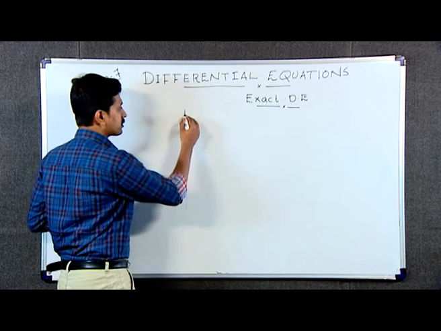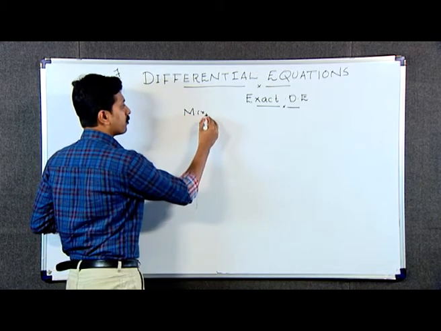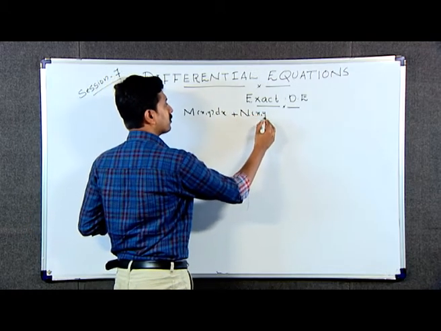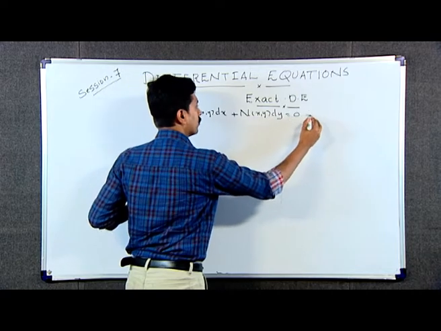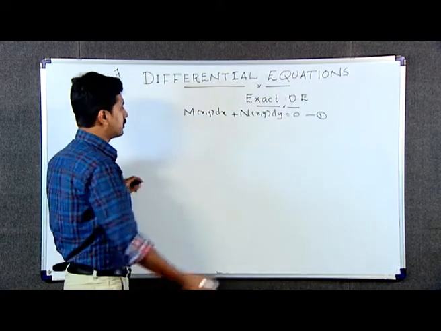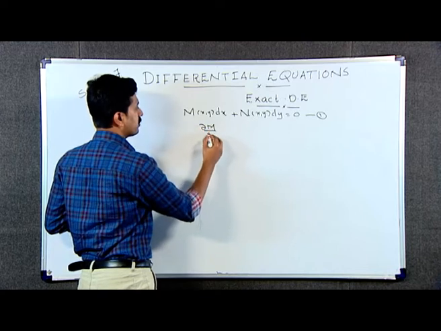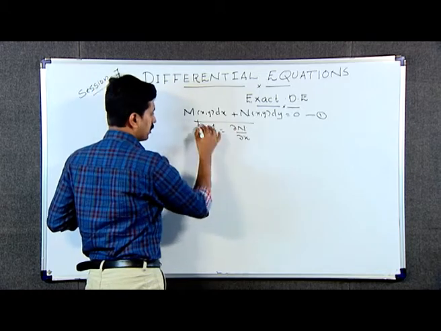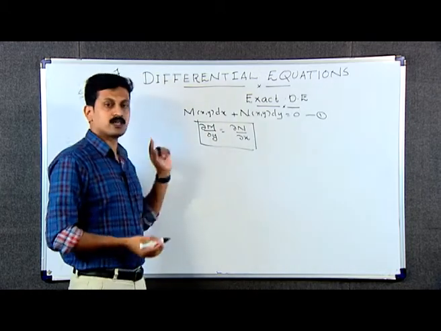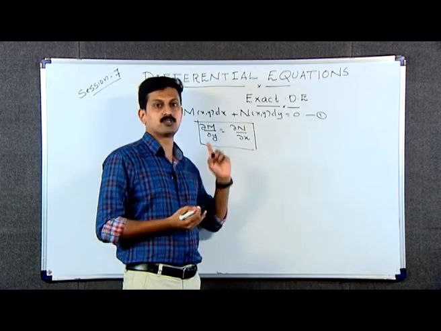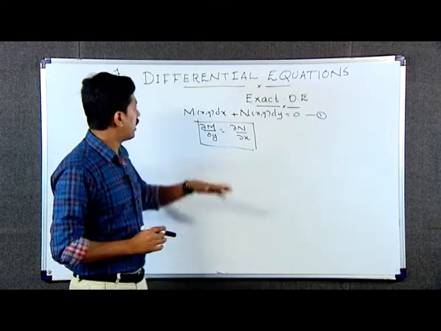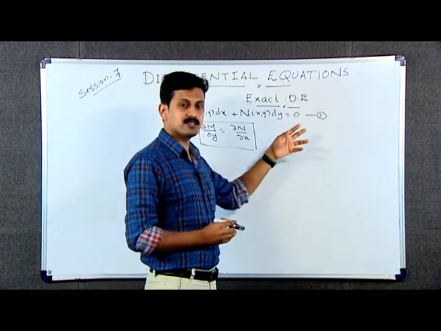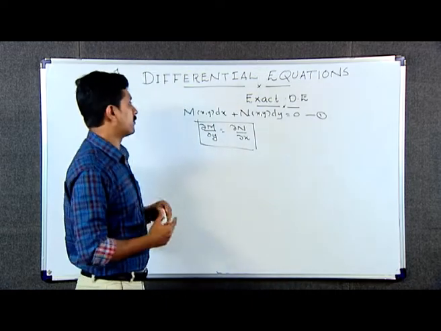We discussed in the last session that a differential equation of the form M(x,y) dx plus N(x,y) dy equals 0 is called exact if it satisfies ∂M/∂y equals ∂N/∂x. This is the necessary and sufficient condition for the differential equation to be exact. In the last session we discussed how to solve this exact differential equation. Here we are discussing a simple method to solve it.